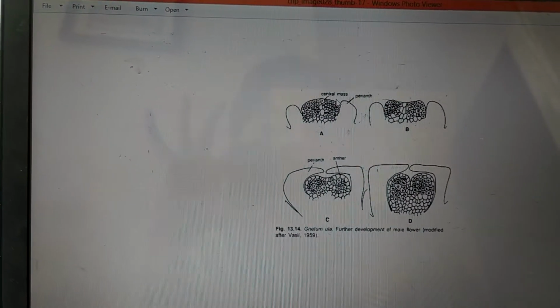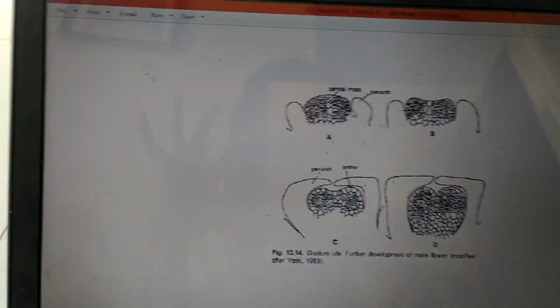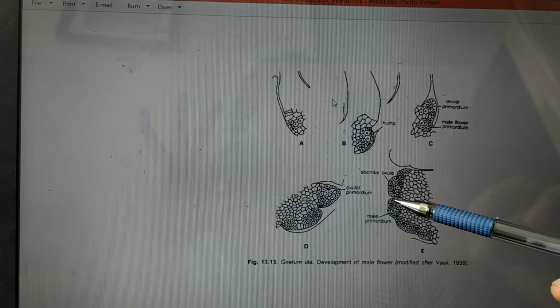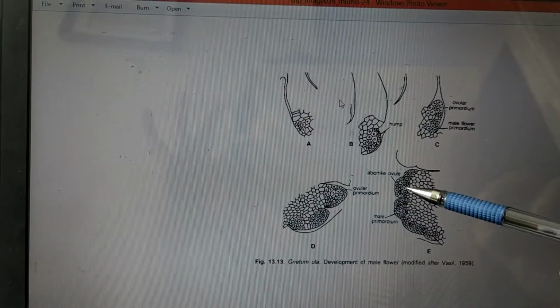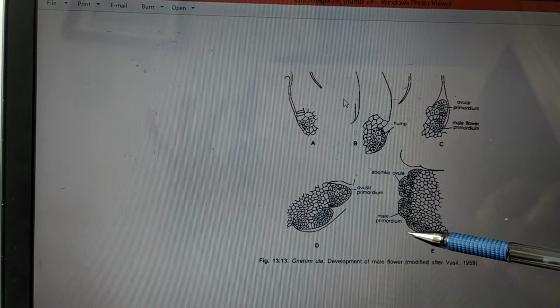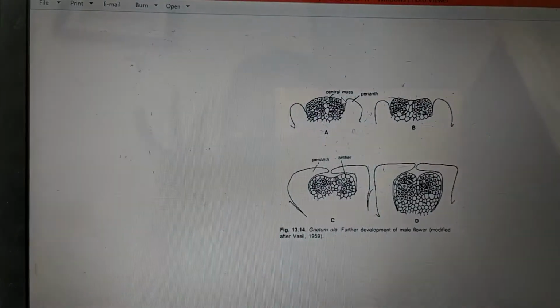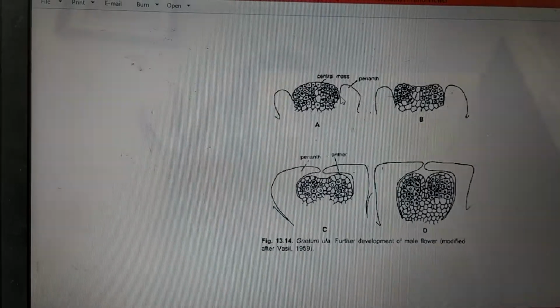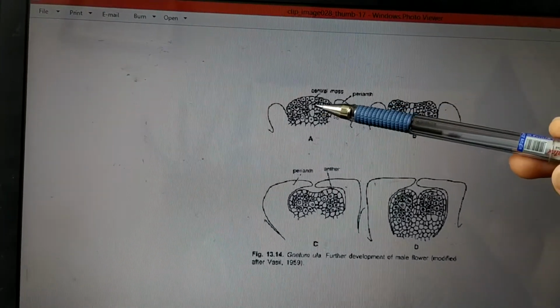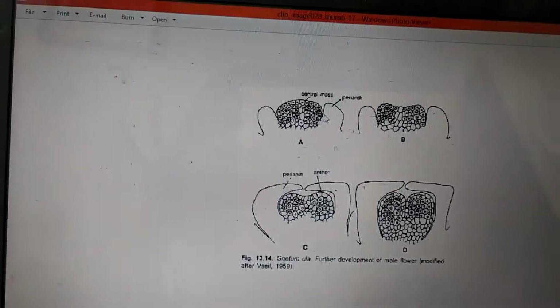Now, further development of the male flower. We have to concentrate only on this part. This is of no use; it is a sterile portion. This is the male primordium, a group of cells which are going to form the male flower. Now these cells are going to divide and redivide, leading to the formation of a central mass of cells. I have a flow chart here.